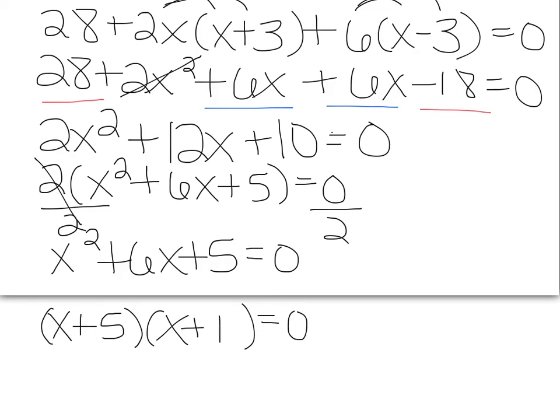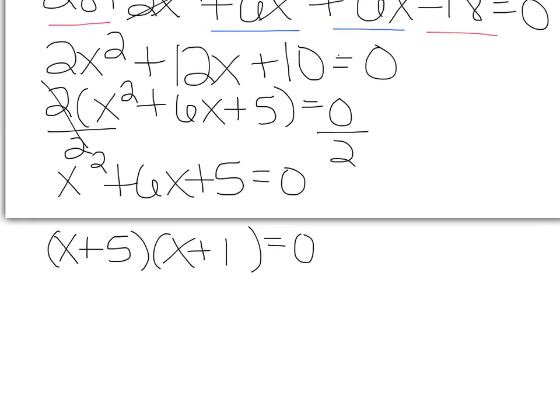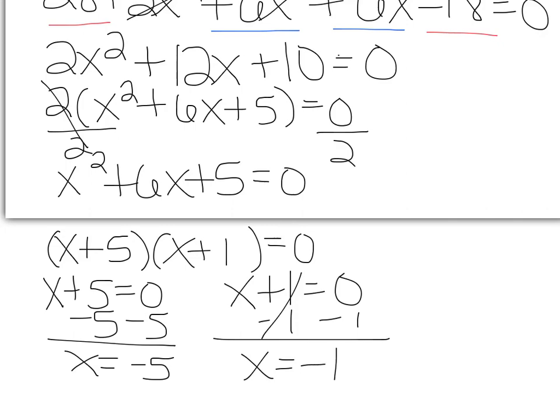So let's look and see if we have x plus 5 or x plus 1 up here. We don't in either of our denominators, so we probably are okay with both of these. But let's just make sure. So subtract 5 from both sides, you get x equals negative 5. Subtract 1 from both sides, you get x equals negative 1.